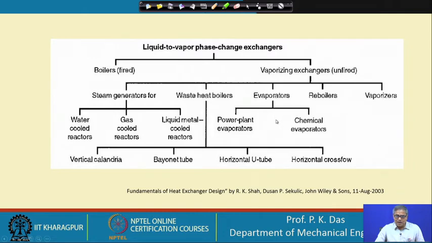Then there are evaporators: power plant evaporators, and chemical process plant evaporators. Then reboilers, vaporizers, and falling film evaporators are there. So this is a classification which is not, I should say, very complete, but it gives an overview of the different kinds of vaporizers and boilers.